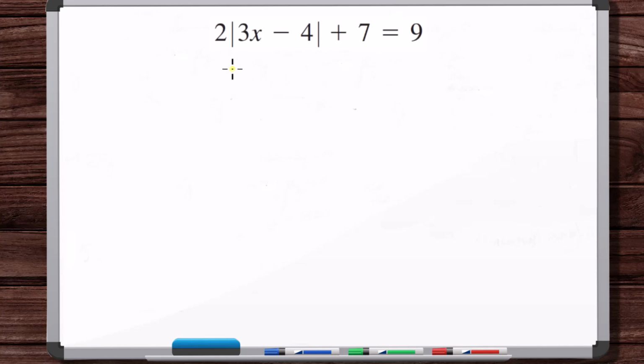by simplifying the equation down to an absolute value expression on one side and a constant on the other side, or at worst, a single absolute value expression on one side of the equation with a single absolute value expression on the other side of the equation.